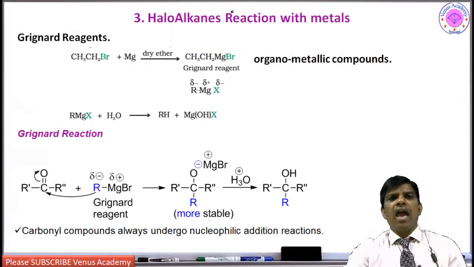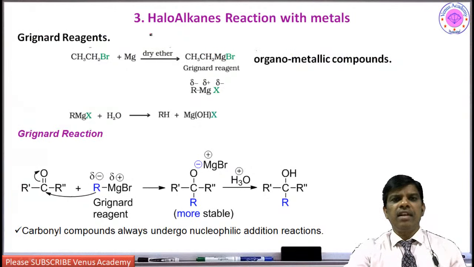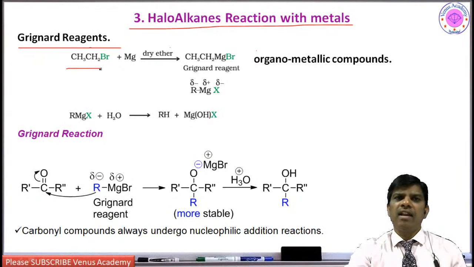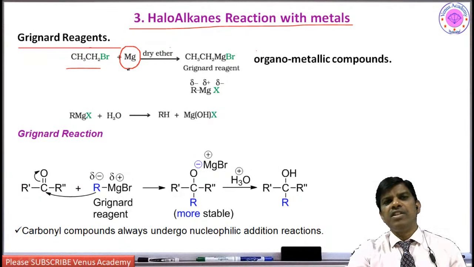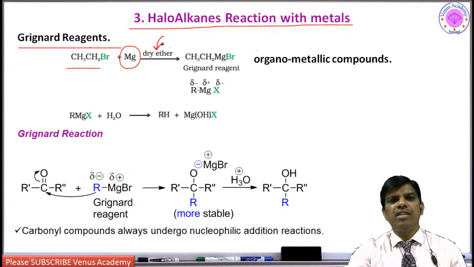Yes, students. Haloalkanes' reaction with metals. The usual reaction is the Grignard reaction, where alkyl halides or aryl halides are treated with magnesium metal, easily available as magnesium turnings, in dry ether, because the mixture must not have water or moisture, as that water is going to generate the alkane back. So the alkyl Grignard reagent is prepared from alkyl halides with magnesium in dry ether.